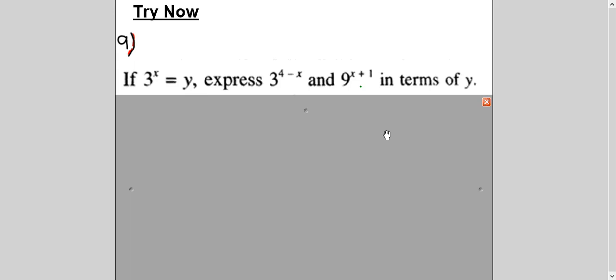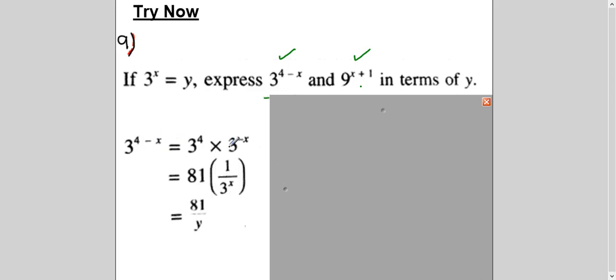Now this one is for you to try. Put the video on pause and try yourself. I have given you this expression and this expression, and you have to change it into y. The hint is given to you: 3 power x equals y. So think about what you will do. I can show you this one first. Like I said, put it on pause, try it yourself, and then see the next 1 minute video.